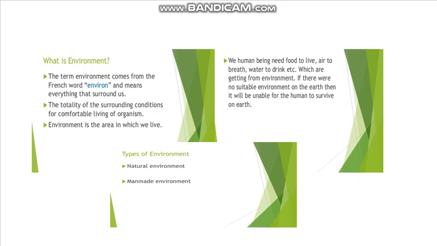In this lesson I will tell you what environment actually is and what things are present in our environment. First, the meaning of environment. The term environment comes from the French word environ and means everything that surrounds us. So environment is anything which is present around us, either living or non-living. These include our environment, the totality of the surrounding conditions for comfortable living of organisms.